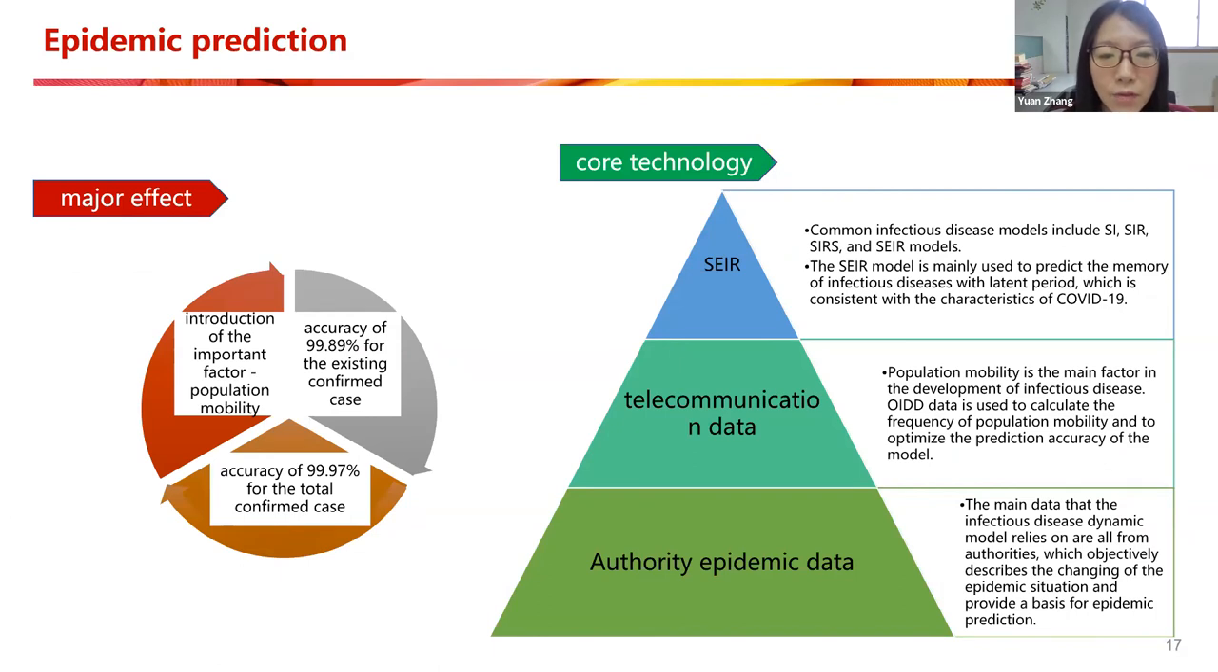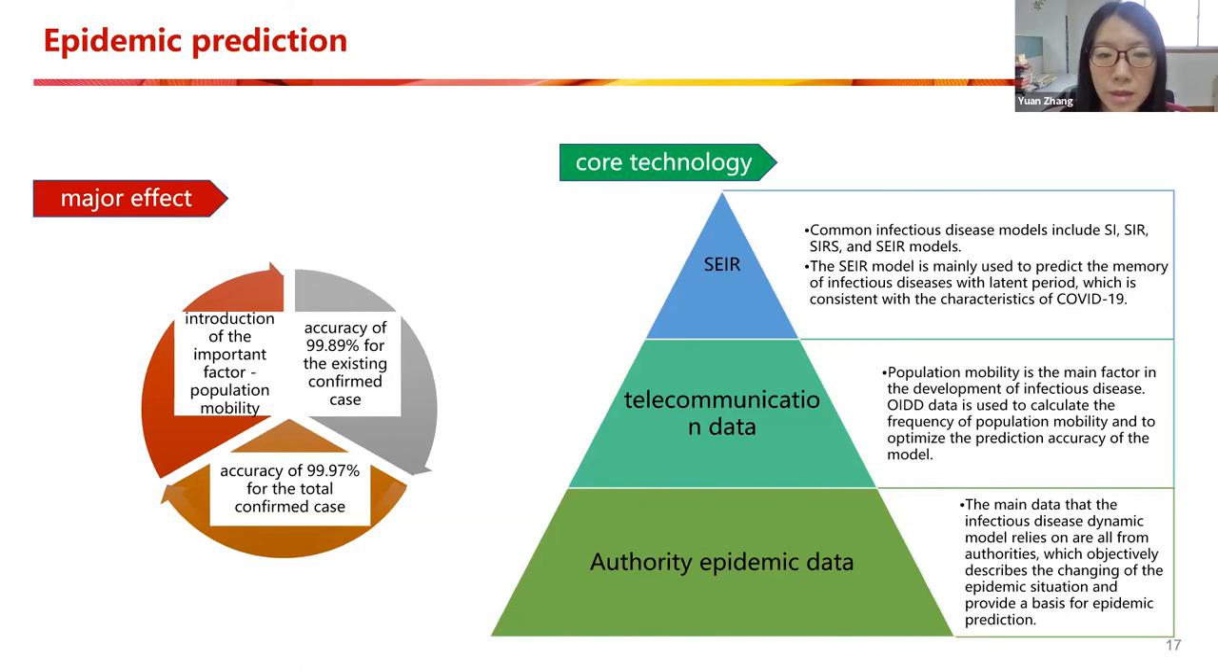This app also has a function of epidemic prediction. The main data that the infectious disease dynamic model relies on all comes from authorities, which objectively describe the changing of the epidemic situation and provide a basis for epidemic prediction. The application has introduced an important factor, population mobility. As population mobility is the main factor in the development of the infectious disease, the OIDD data is used to calculate the frequency of population mobility and to optimize the prediction accuracy of the model.